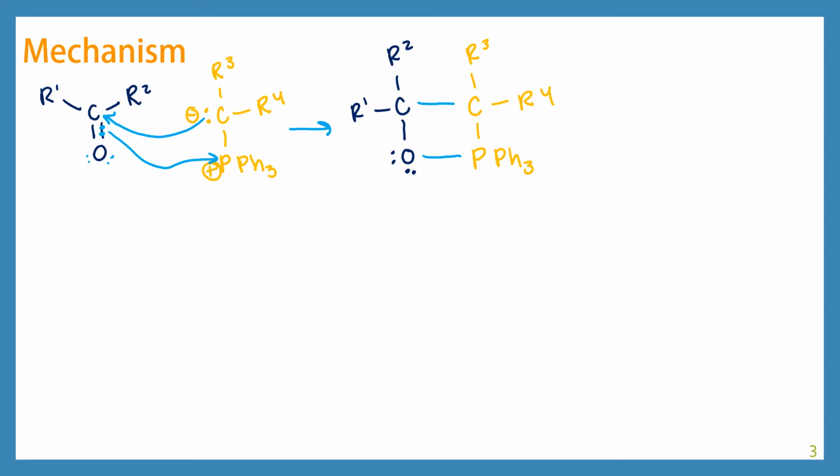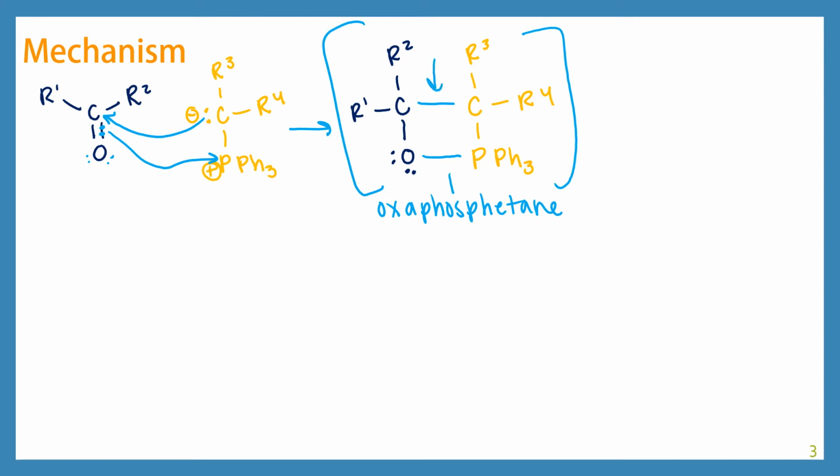So the cyclic intermediate that we just formed is called an oxaphosphatane. And since we've created a four-membered ring by creating these two new bonds, we've created something pretty unstable, and this is actually going to collapse down.